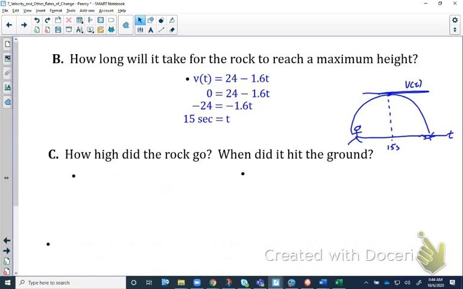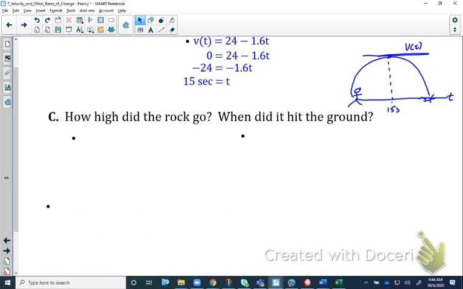How high did the rock go? Here we're looking for the overall height, how high it went up in the air. So we look at the position function, and I need the 15 seconds for time, since we know it took 15 seconds to reach its maximum height. So what is the maximum height? Fifteen seconds after you throw it, using the position function, we'll say s of 15. You may want to use a calculator for the arithmetic, but we wind up with 180 meters, which again sounds pretty impressive.